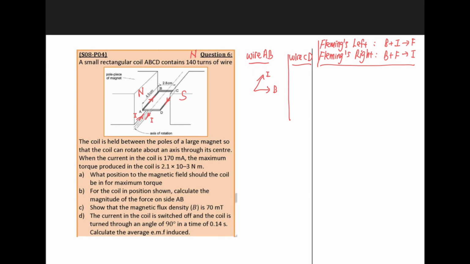Okay. So I use Fleming's left hand rule now. I want to determine the force. So I know that the force is going down based on Fleming's left hand rule. The force is going down. Okay, wire CD. Wire CD is where the current flows back.